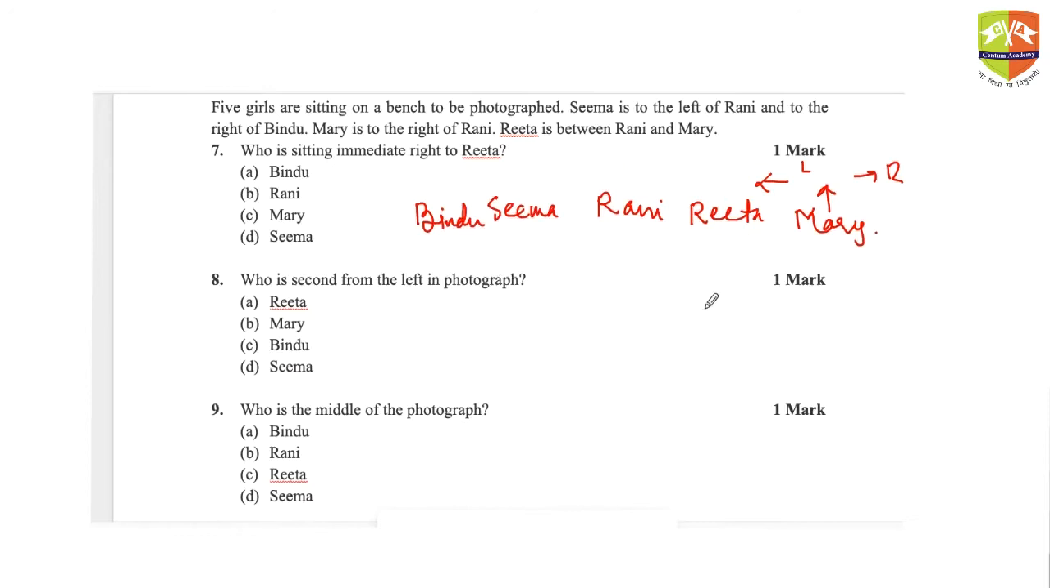So who is sitting immediate to the right of Rita? Immediate to the right of Rita, Mary is sitting. Question 8, who is second from the left? So from the left is this side. So Seema is second from the left. So option is D.